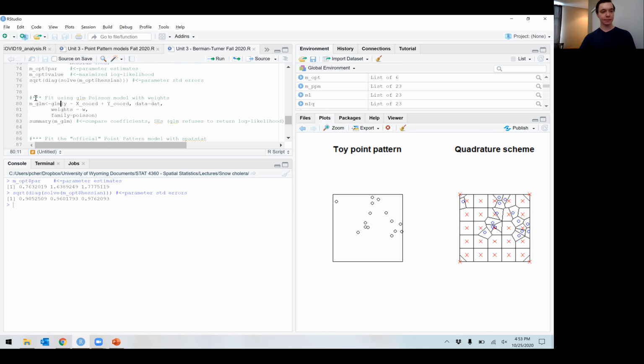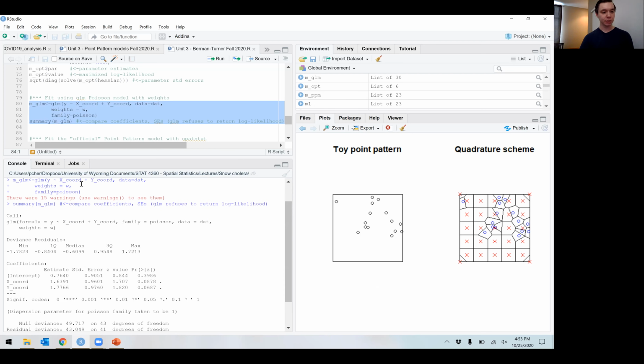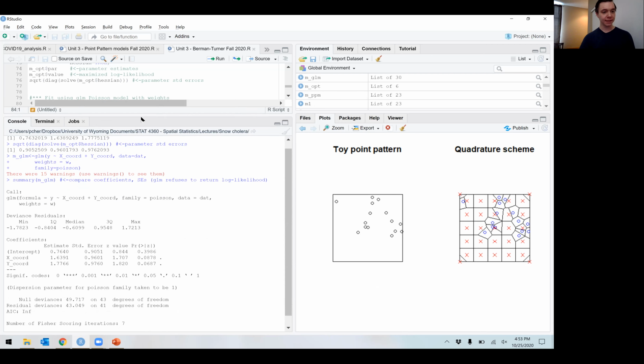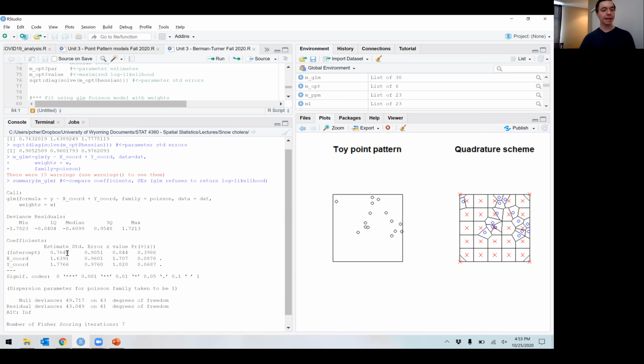Right? If I fit that, it will give us a warning because we're feeding a non-integer into a Poisson distribution. If you read these warnings, that's exactly what they say. But let's take a look. If we did the first bit right, GLM produces an estimate of 0.740, we produce 0.7632. Very close.